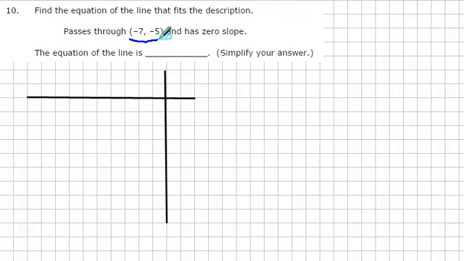So start by looking at the point -7, -5. We start at the origin and go left 7 and down 5. And this is the point -7, -5.